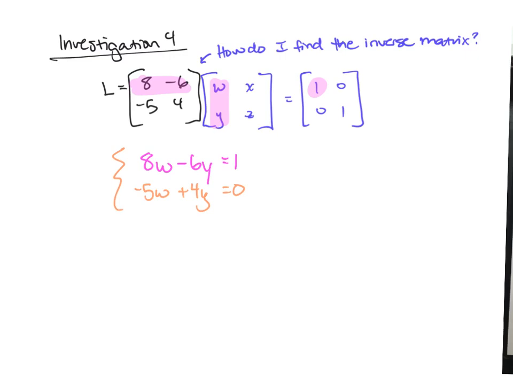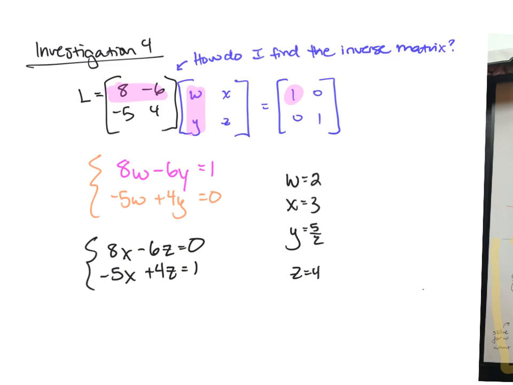You can solve this system of equations, right? This is just 2 variables, 2 equations, not that bad. You could solve this. We can then also get 2 other from here. If we had 8x minus 6z is equal to 0, and then negative 5x plus 4z is equal to 1. This is another system, and again, it's just 2 equations and 2 variables, so we could solve this. If you go through the work and you actually solve this, you will get this.